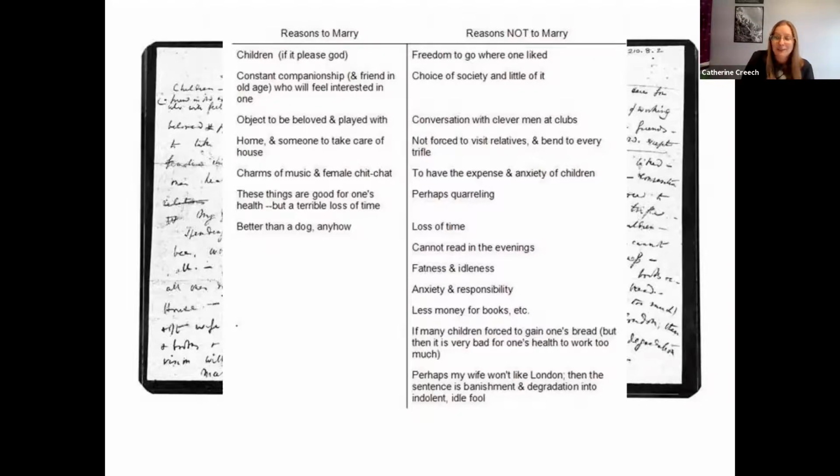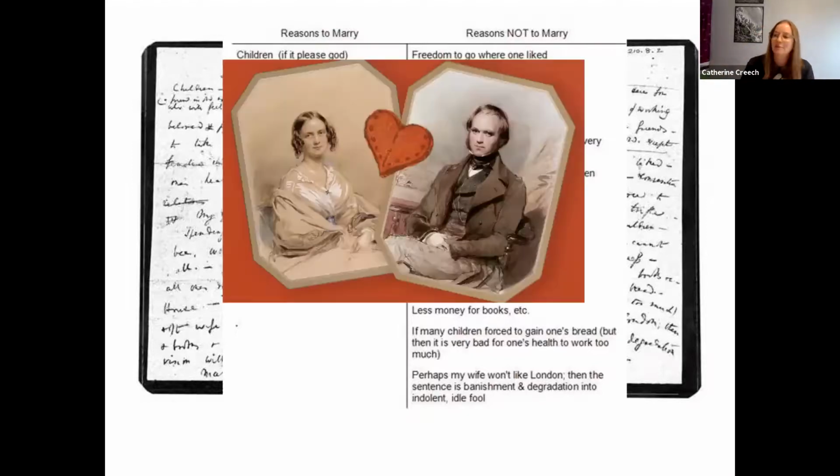Reasons to get married. It's better than a dog. Female chit chat. Reasons against. Less money for books. Having to visit relatives. So that always cracks me up. He ended up deciding that he would get married, and he married his first cousin, Emma. He had 10 kids with Emma. A lot of his kids were kind of sickly, and he used his own children as evidence that inbreeding produces inferior offspring. So thanks for that, Darwin.